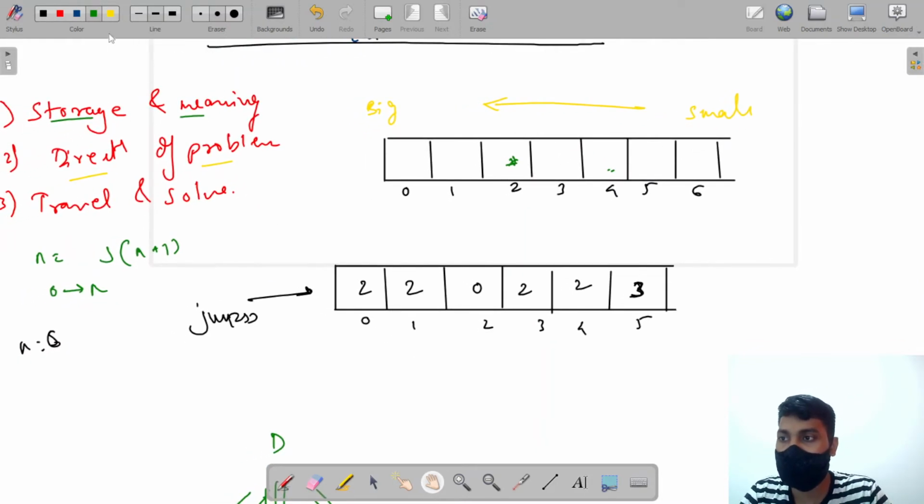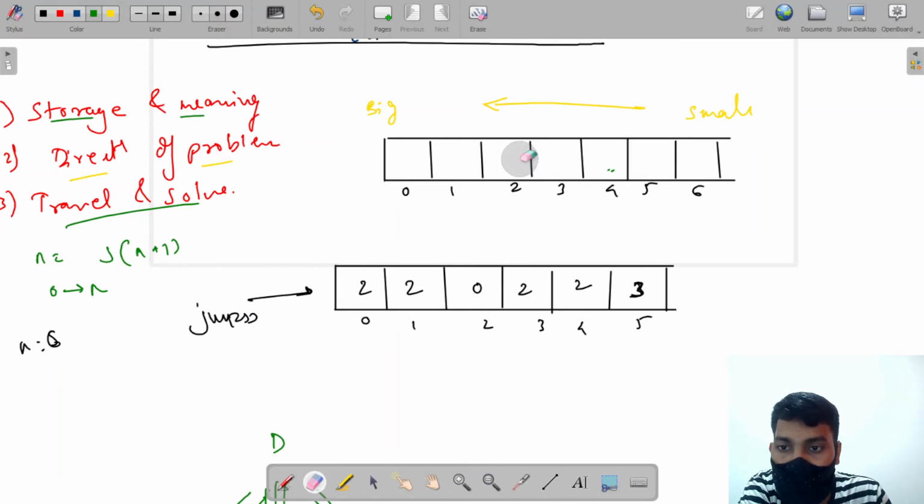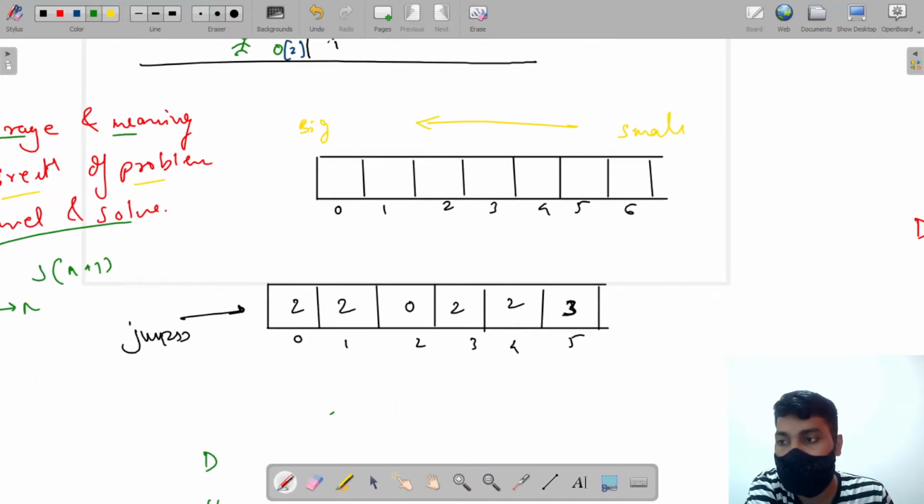Now let's look for the third thing, that is travel and solve. Let's start traveling and solving this problem. Before that, just clear this. Now how are we going to start the travel and solving? We know that to reach from destination to destination, we have one path, that is not to take any jump and stay at our own position, right?